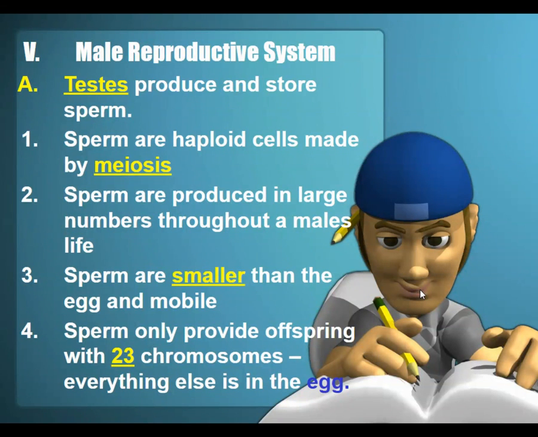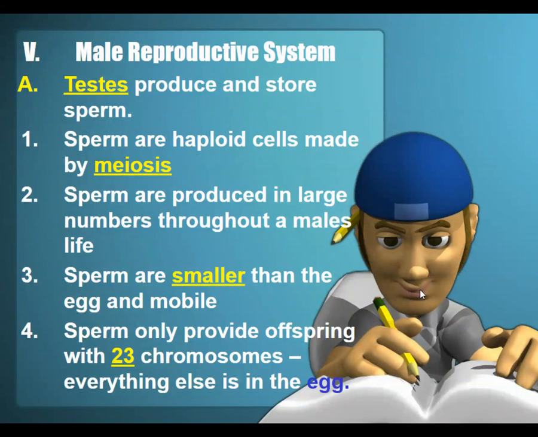Okay, so now we're going to go through the male and female reproductive systems. This is going to be new to you because we did not have a chance to cover it during the year. You will be doing a separate activity on human reproduction later, towards next week.